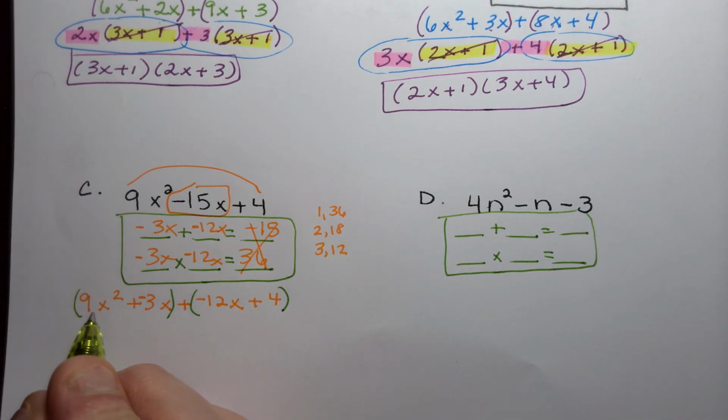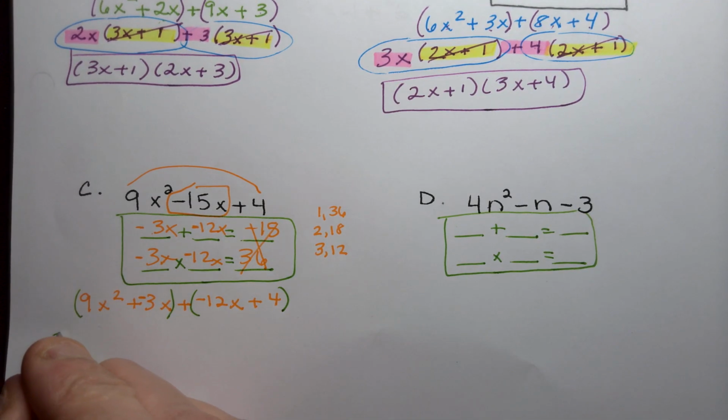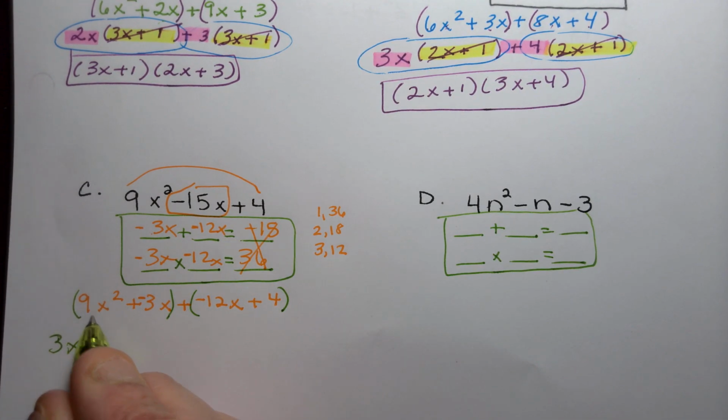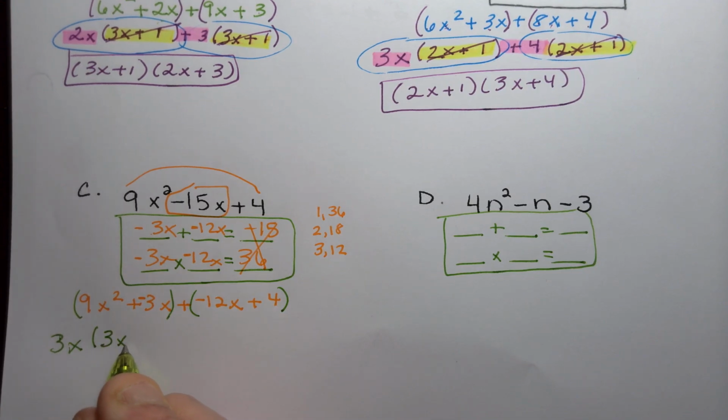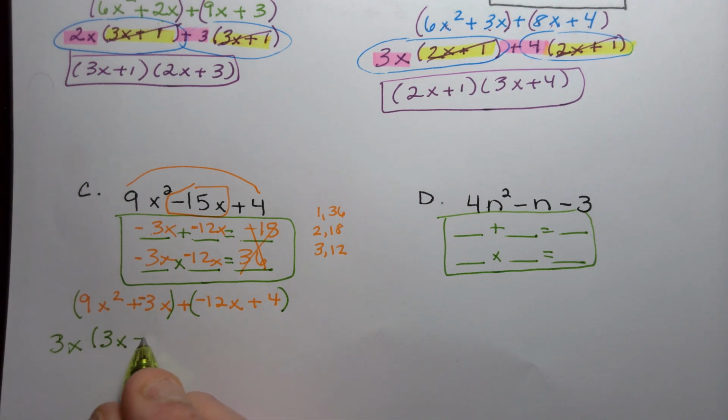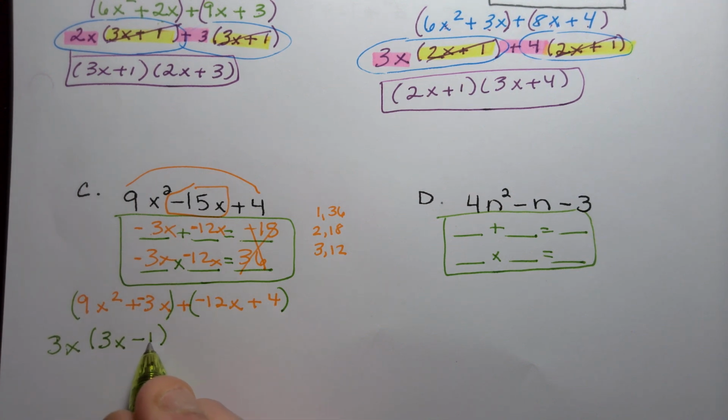Now, what can you factor out of a 9 and a 3? Take a 3 out. How about out of an x squared and an x? You can take one x out. So you're left with 3x. Boy, I took out the 3 and the x, but I still have that negative there. So it's going to be either a subtract 1 or a plus a negative 1, whatever way you want to write it. We got a negative 12 and a positive 4.